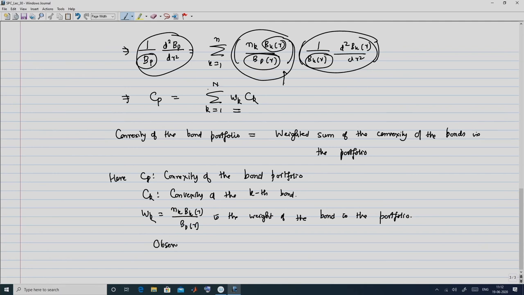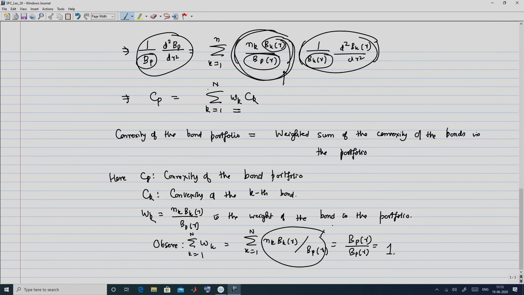And finally, you observe that the summation of Wk, k equal to 1 to capital N, is going to be the summation of Nk Bk of R, k equal to 1 to N, over Bp of R. This is Bp of R over Bp of R, and this is equal to 1. So, the weights defined in this way again satisfy the condition that the sum of the weights is equal to 1.